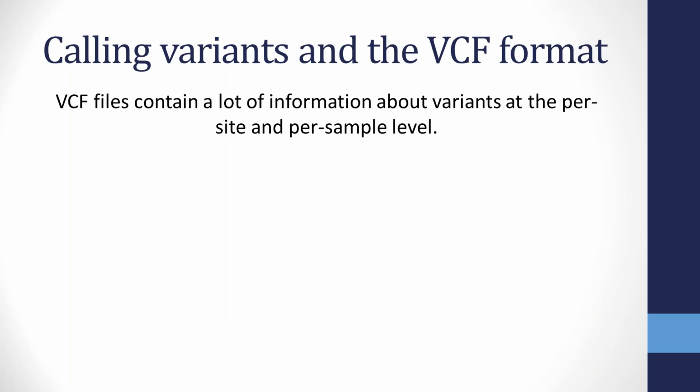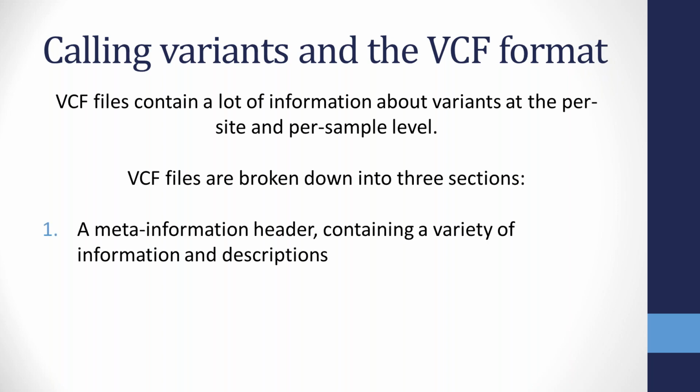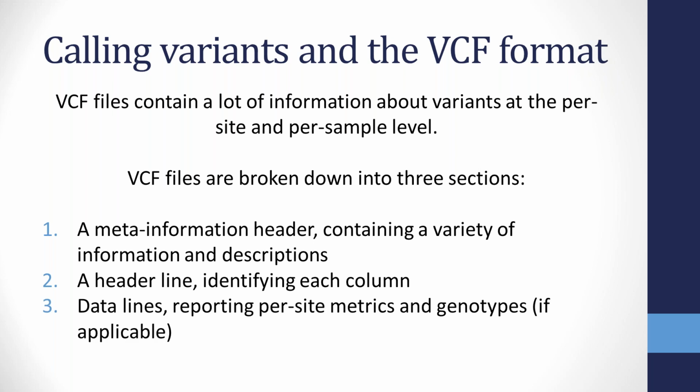So VCF files, as you might expect, do contain a lot of information at the per-site and per-sample level. VCF files are broken down into basically three sections. The first is a header, just like in the SAM and BAM file. Second, kind of part of the header but technically distinct, is a header line, which identifies what each column is. And the third are a series of lines that report various metrics at a particular genomic position, and then the actual genotype calls for the samples that you're working with.